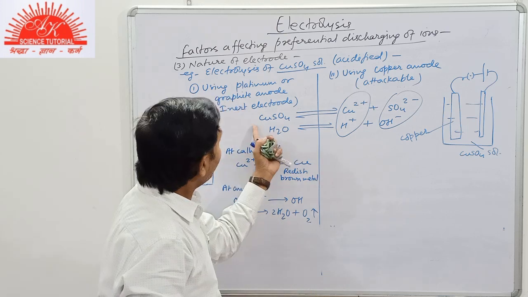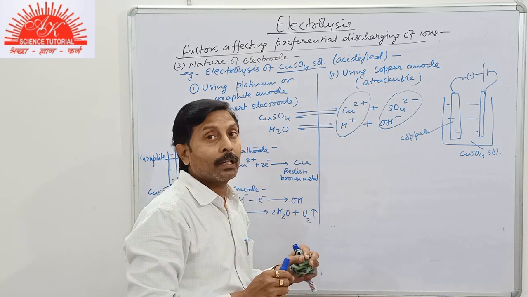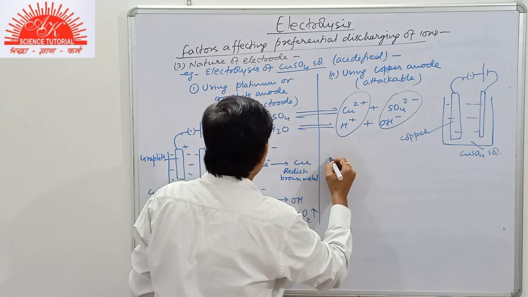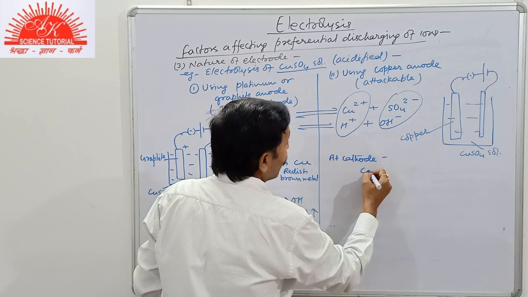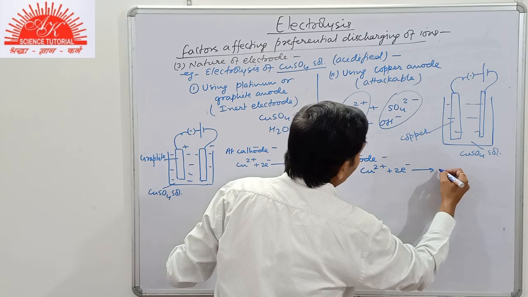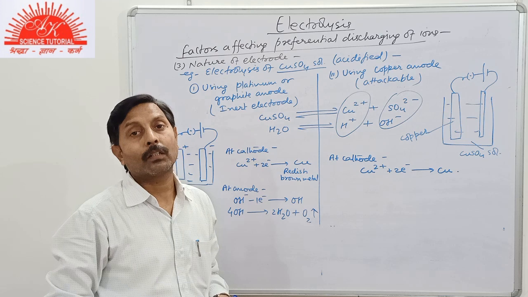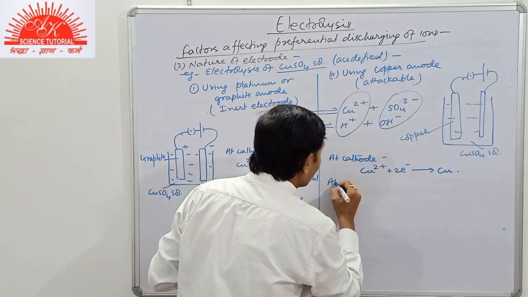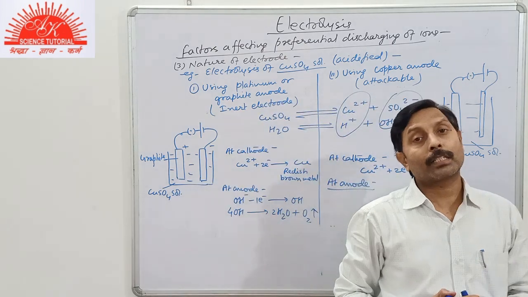Now, whatever may be the nature of electrode, if it will be attackable electrode, then at cathode there will be no change. At cathode, the ion will be discharged in simple way, that is reddish brown metal is deposited again at cathode, but the main reaction is taking place at anode. What happens here? Which ion should be discharged there?